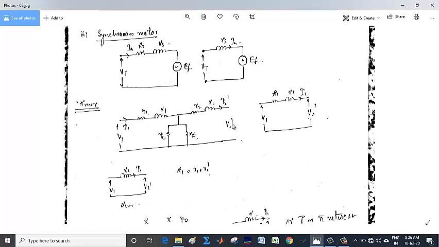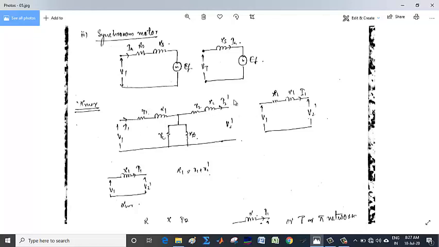So the transformer, as we know, is represented like this, referred to primary. This is the primary resistance, primary leakage reactance, secondary resistance, secondary leakage reactance. Of course, this R2 dash, X2 dash is referred to primary. This is the magnetizing branch. Neglecting the magnetizing branch, as we usually do when we do the analysis, it is then represented by this circuit referred to primary, where R is R1 plus R2 dash and X is X1 plus X2 dash.